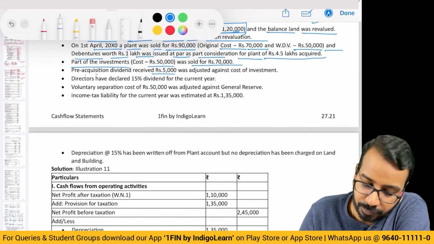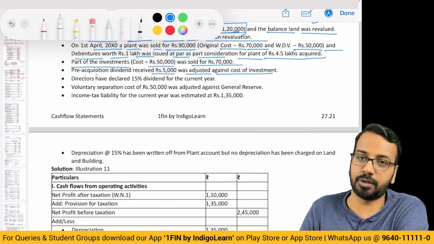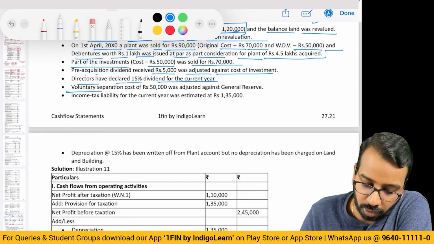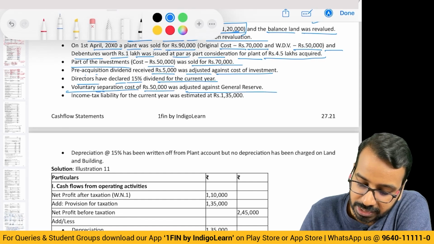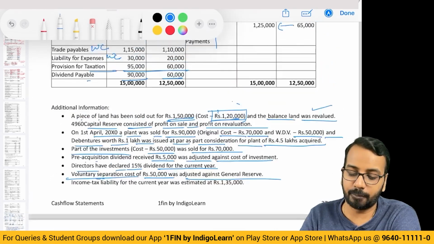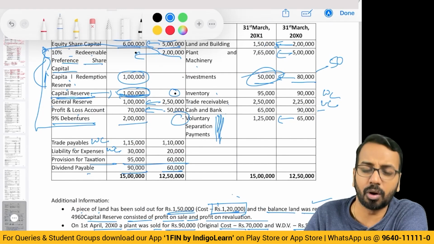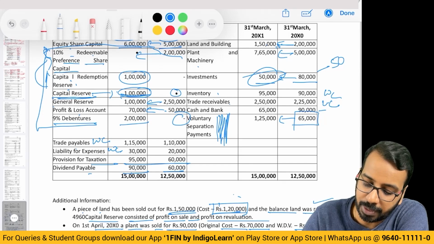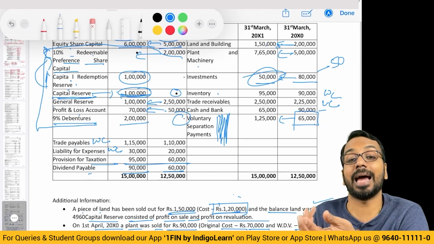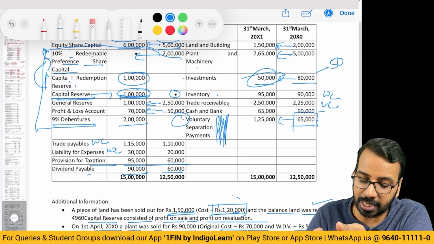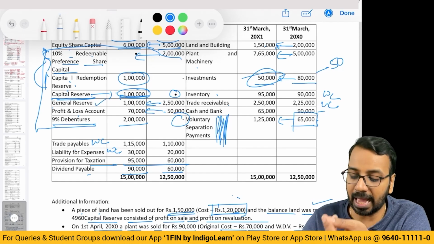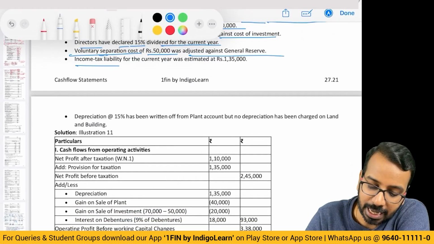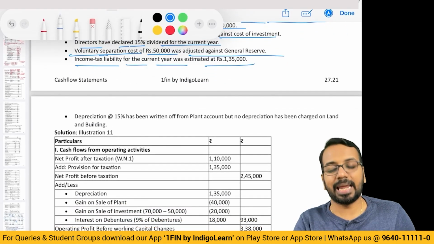Pre-acquisition dividend received 5,000 was adjusted against cost of investment. So that is a proper treatment. Directors have declared 15% dividend for the current year. Voluntary separation cost 50,000 was adjusted against general reserve. Now this actually is not relevant, you don't capture it this way, but still 65,000 is the payment done, that was carried as an asset. Then out of this, some amount has been adjusted against the general reserve and new amounts have been added. Income tax liability for the current year was estimated to be 1,35,000.